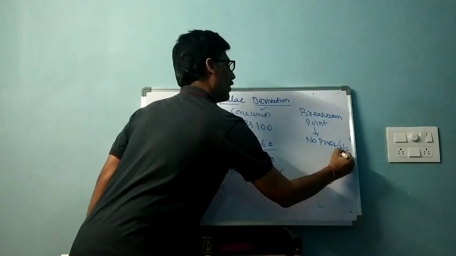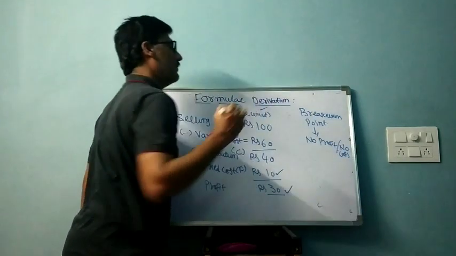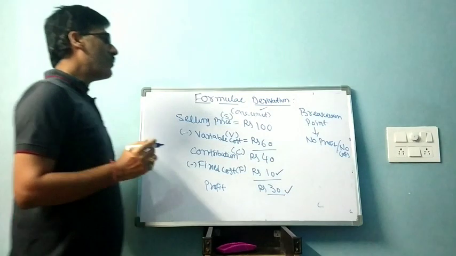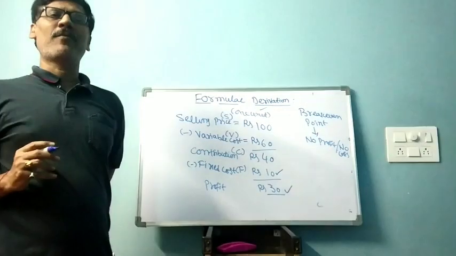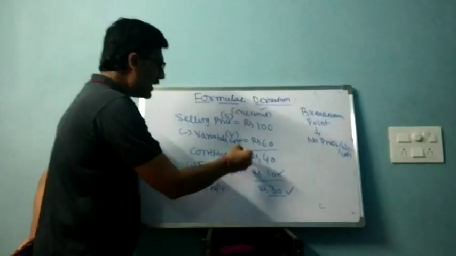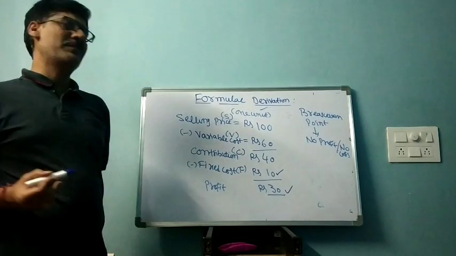No profit, no loss. That is break even point. But how to arrive at the formula for break even point? Now, with the example only, I will write the formula for break even point if you observe.